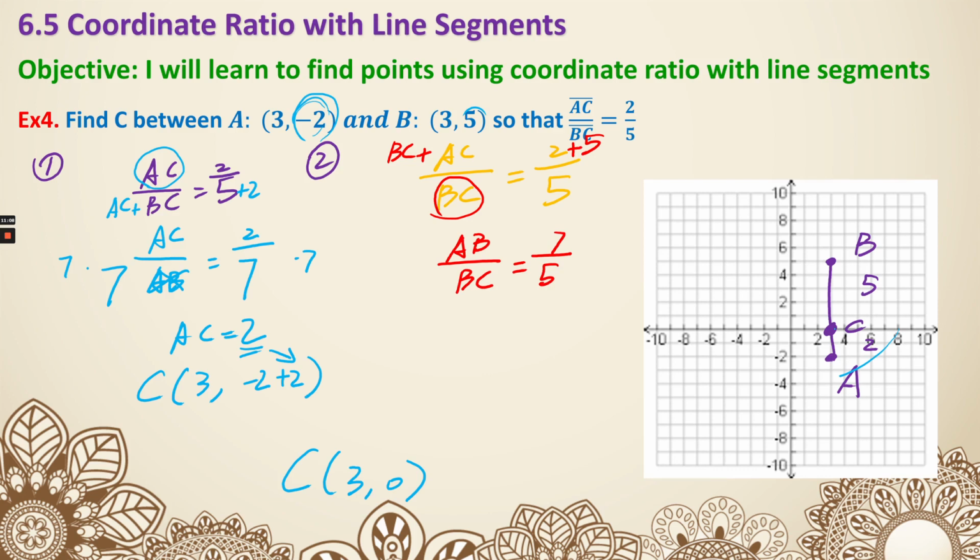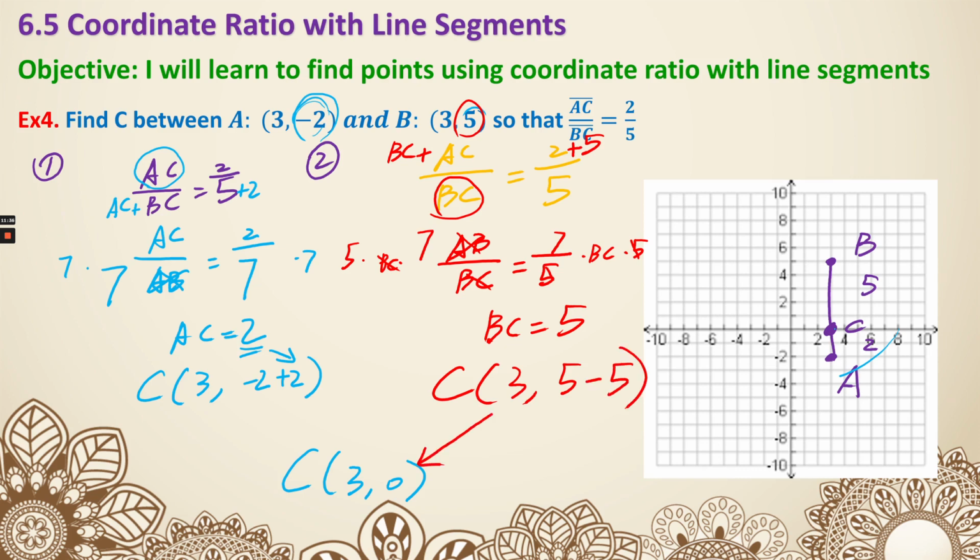And same thing, I still already know AB is 7. So I'm going to multiply both sides by BC to get it out. And then I'm going to multiply both sides by 5. So I have 7 BC equals 35, and that means BC is 5. But that means C is 5 below B, so now I actually need to use the point B, which is the y coordinate, so 3 stays there, but it's going to be 5 minus 5. That is still going to give you 3, 0. That is example 4.